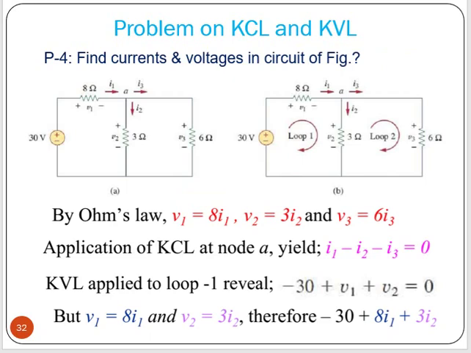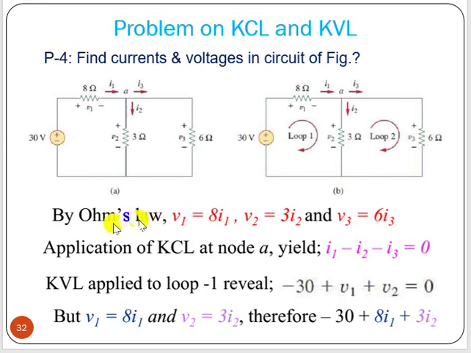Now another problem in this: we can see that in this circuit, how many meshes and how many nodes are there? One node, two, three. Now this is the same node as this one. Why? Because in between there is no circuit element.